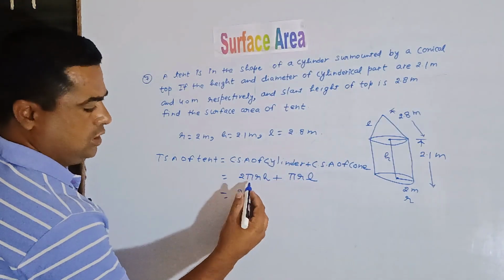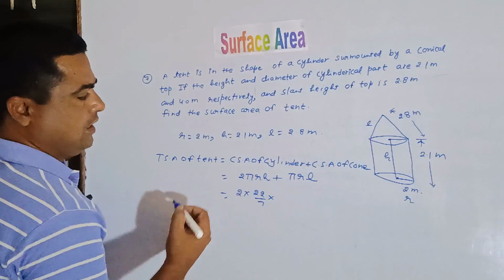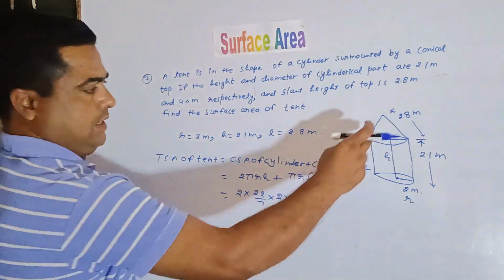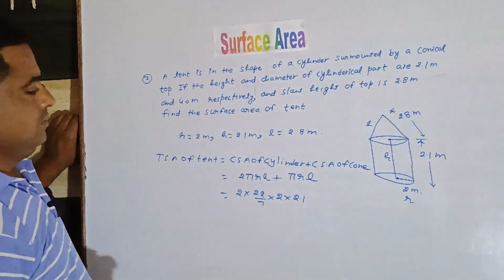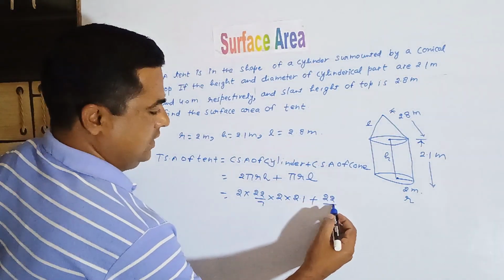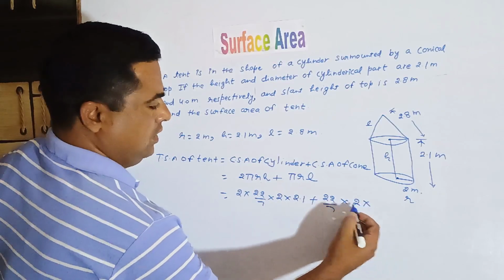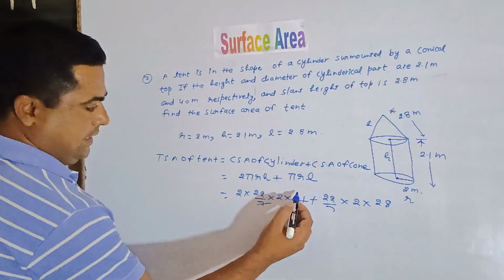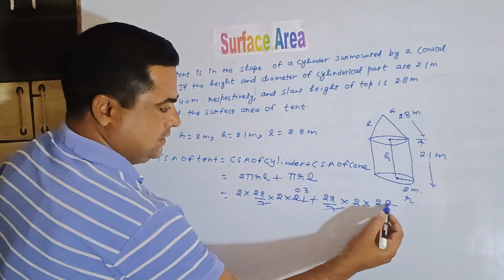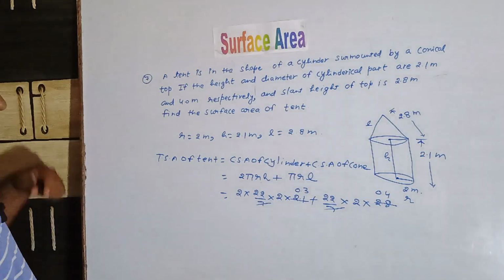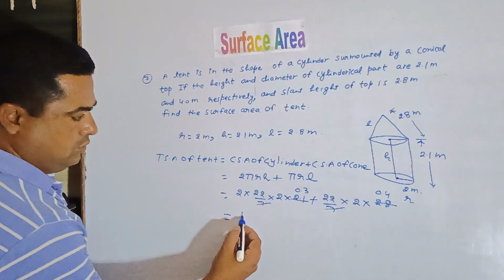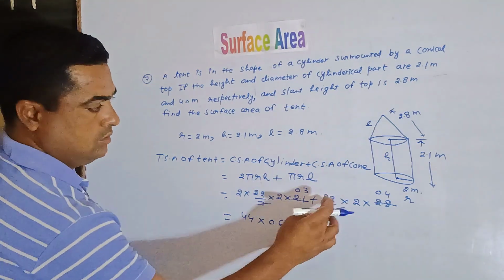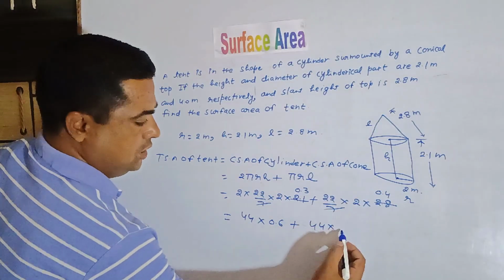We are putting all the values. 2 pi, this is 22 by 7, and radius is 2, and height is 2.1, plus the value of pi, this is 22 by 7, and radius is 2, and slant height is 2.8. Now we will solve this part. 7 3s are 21 and 7 4s are 28. Okay, 2 2s are 4, 2 2s are 4, 44, multiplied by 3 2s are 6, so this is 0.6 plus 44 into 0.4.